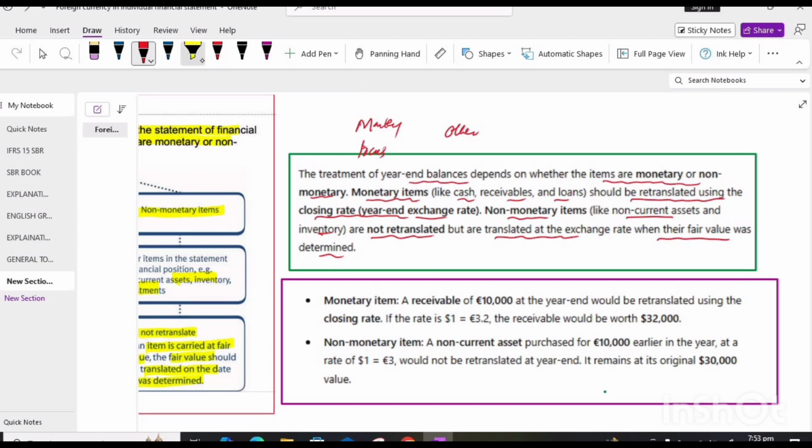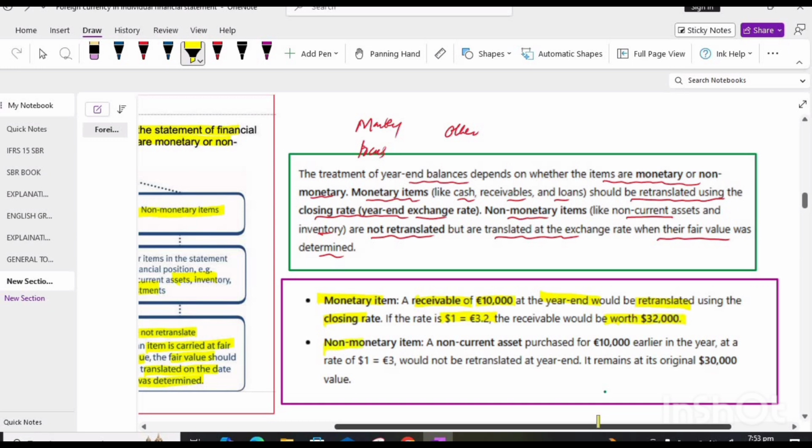So, a monetary item like receivable. You see here, the question is here. Receivable is a monetary item. This is the 10,000 euro at the year end. That should be retranslated using the closing rate. Okay, let's say the closing rate is this one. If you retranslate this monetary item, then the value will be 32,000. This is the translation of the monetary item.